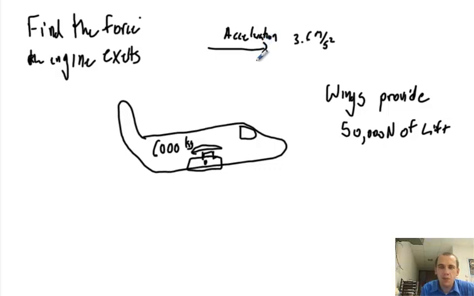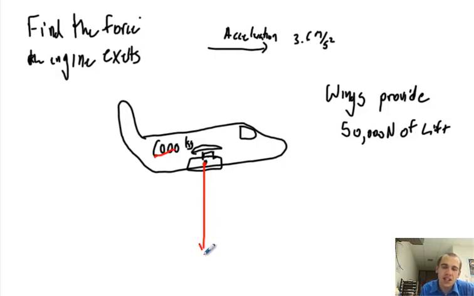Let's do an example problem that involves lots of forces acting on a single object, and that object accelerates. So it's no longer in equilibrium. There's actually some unbalanced forces. What I have here is a 6,000 kilogram airplane, flying along at a nice horizontal, steady pace, except it is getting faster. It's getting faster at 3.6 meters per second squared.